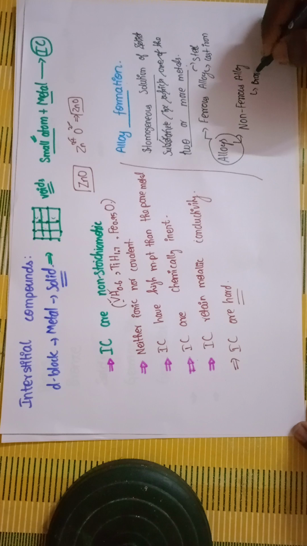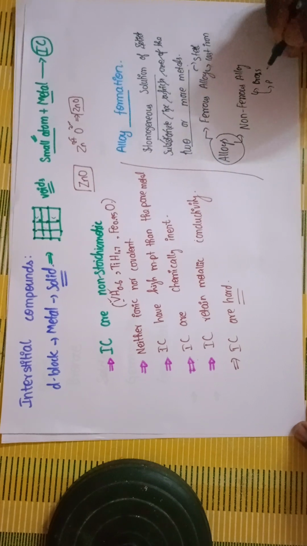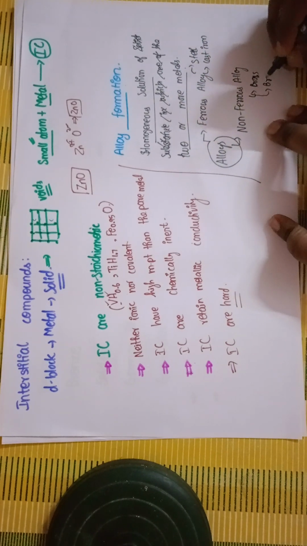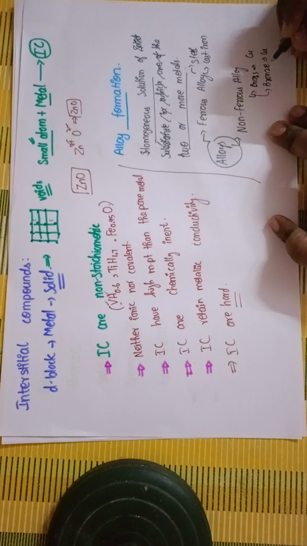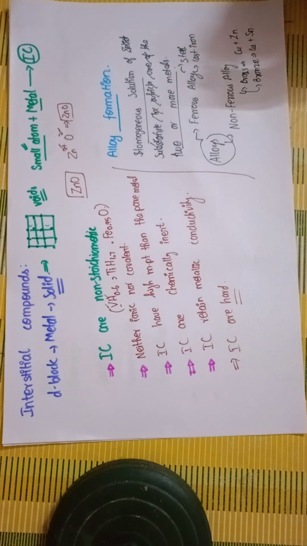Brass and bronze are examples of non-ferrous alloys. Brass and bronze both contain copper. Brass is a mixture of copper and zinc. Bronze is a mixture of copper and tin. So these are different.